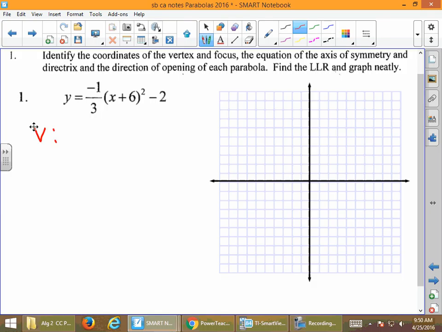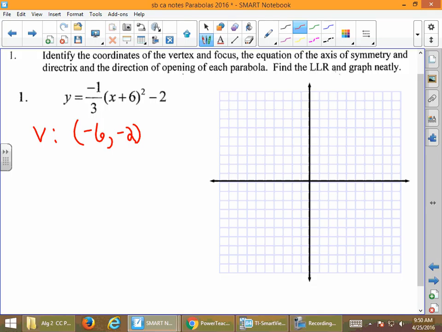And the vertex is going to come from x plus 6. So we're going to make this negative 6, because remember that our formula is x minus h. So we had to change the sign in here. This would have been x minus a negative 6 if we wrote it in exact vertex form. And then negative 2 is going to be the other value in there.